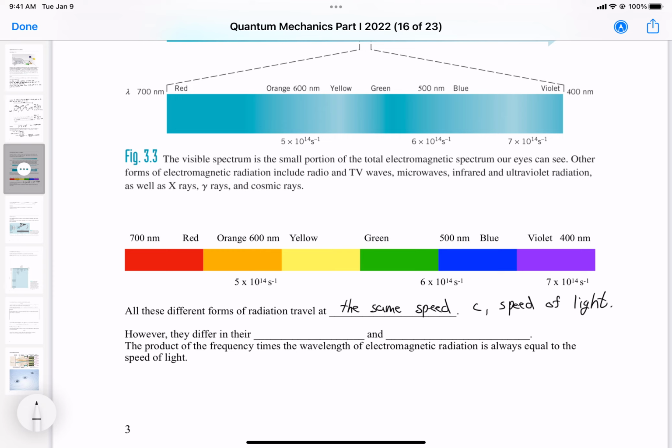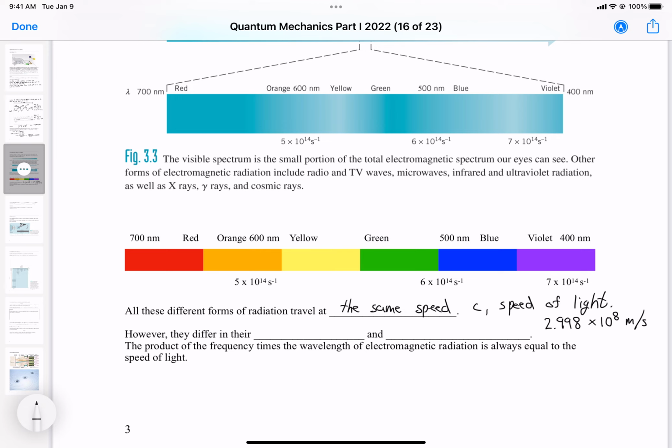So we have determined the speed of light. The speed of light is approximately 2.998 times 10 to the 8th meters per second. Okay? So that is the speed of light.